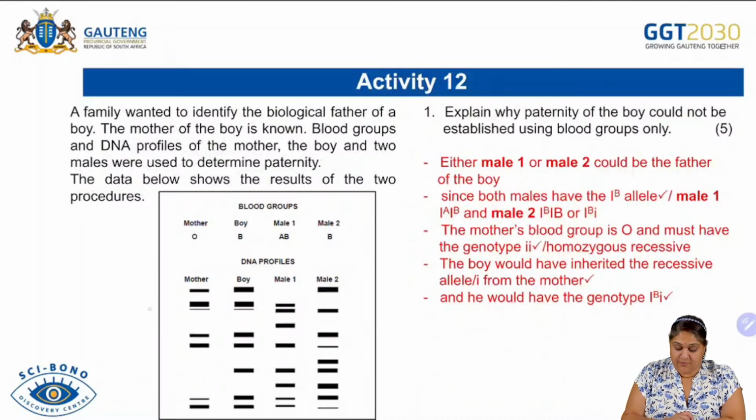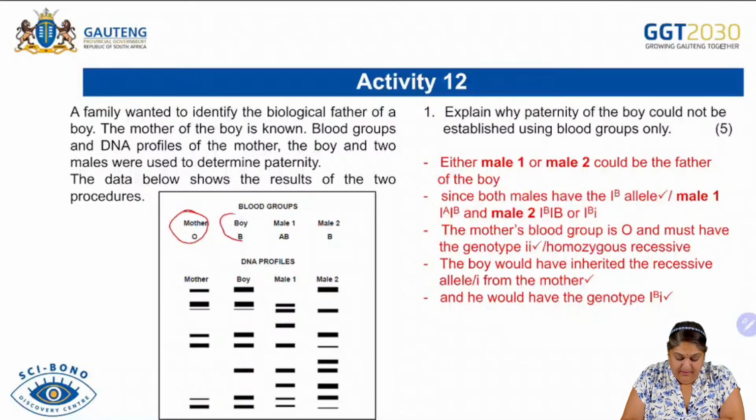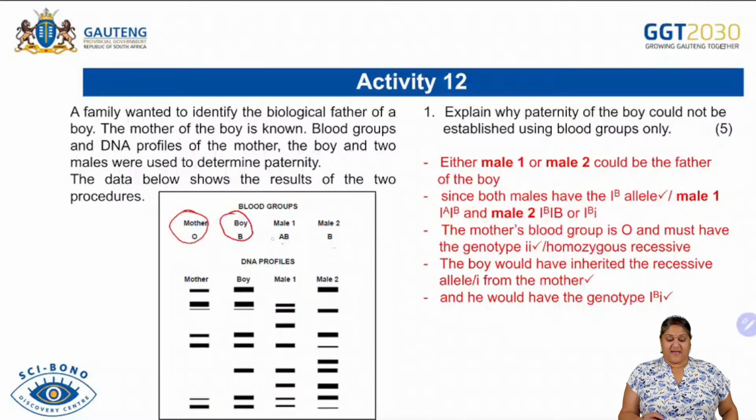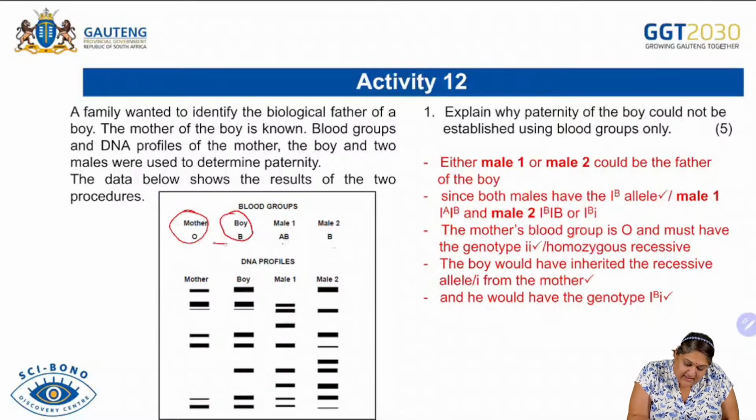Okay, so the reason why is because let's look at the blood groups. The mother is blood type O. The boy is blood type B. And there are 2 males. If you look at this, remember that the boy has to receive 1 allele from the mother, 1 allele from the father. So we definitely know that this boy is heterozygous.